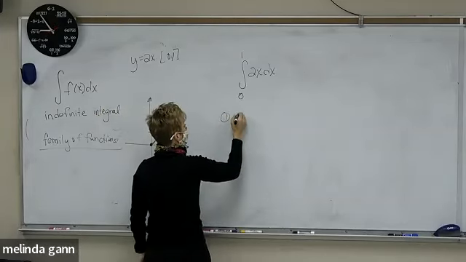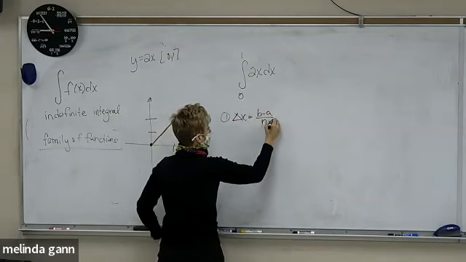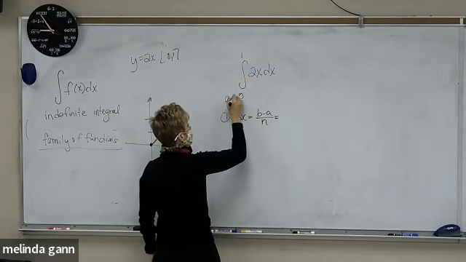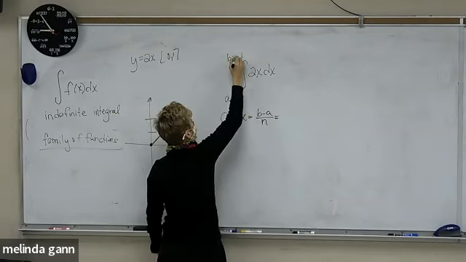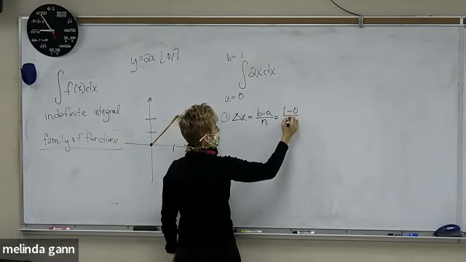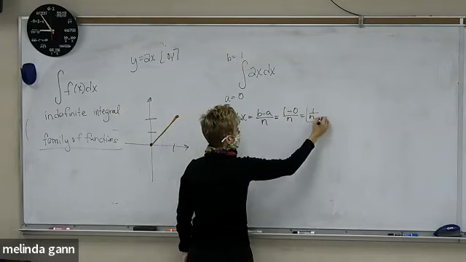So what am I going to do first? I'm going to find delta x. B minus A over N. What's my B? Remember, this is your A to your B. So I've got 1 minus 0 over N. So what's delta x? It's 1 over N. There's delta x.